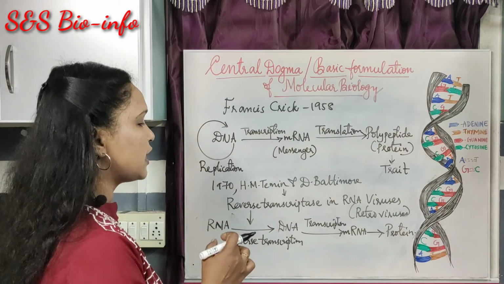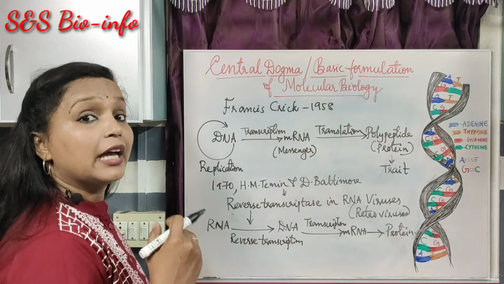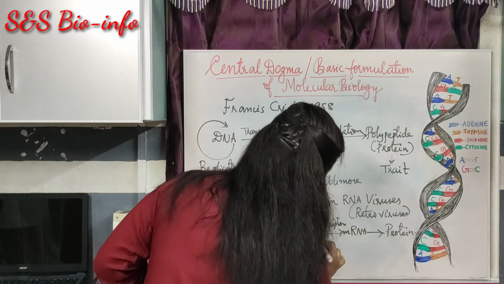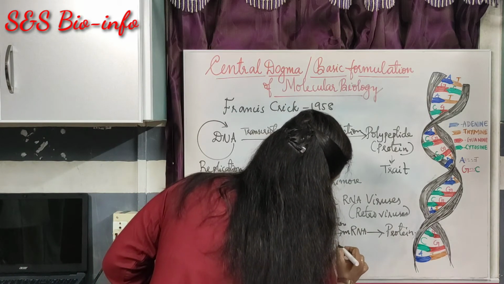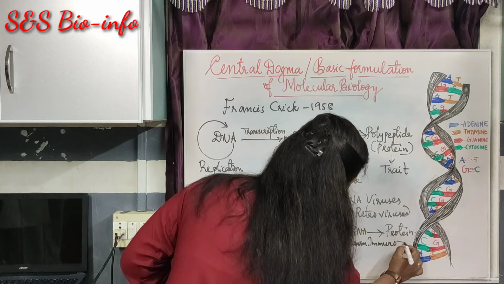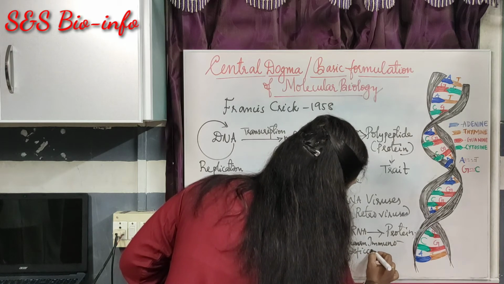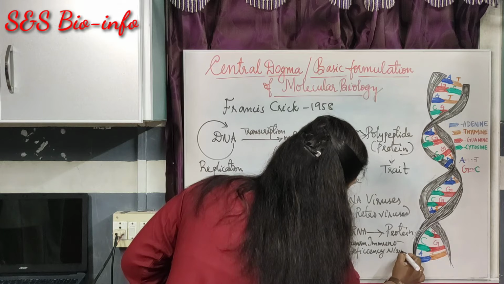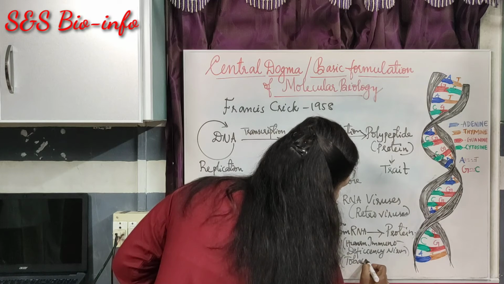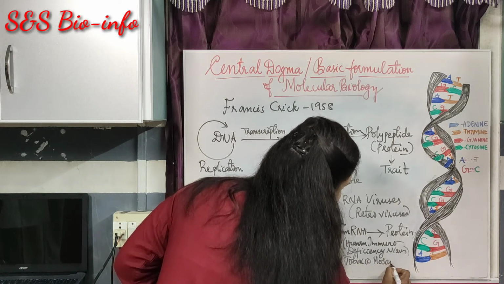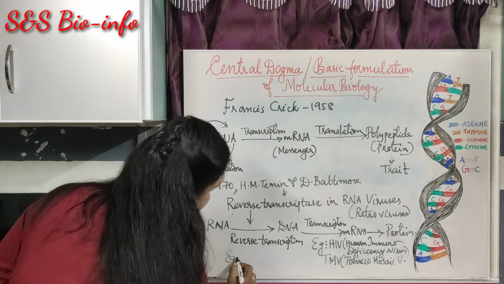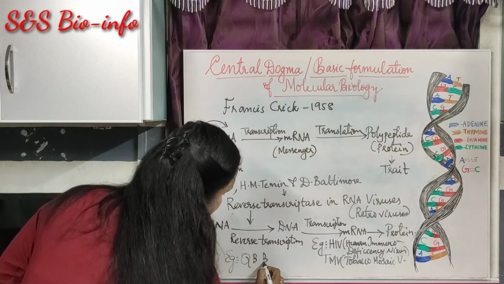This type of reverse transcription can be seen in the HIV, the virus that causes AIDS in human beings. Examples: HIV, human immunodeficiency virus, TMV virus, tobacco mosaic virus. Okay, one more example: Qβ bacteriophage.